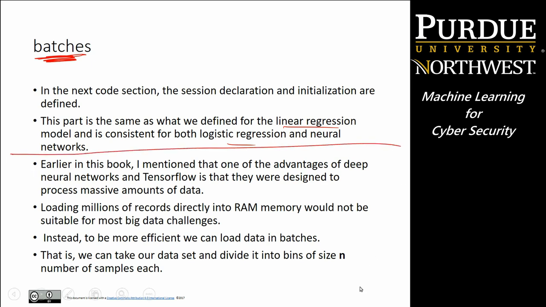All right. Now, as you know, I've mentioned this many times, right? The advantage of deep neural networks and TensorFlow in particular is that we can now read in massive amounts of data because we have this mechanism of loading data in batches. So loading millions of records directly into RAM memory may not be suitable for most big data challenges, right? So we can't take that approach. So instead, to be more efficient, we can load the data in batches. That means we're going to take our data set and divide it into bins of size n. Right? Bins of size n. So we're going to look at that.